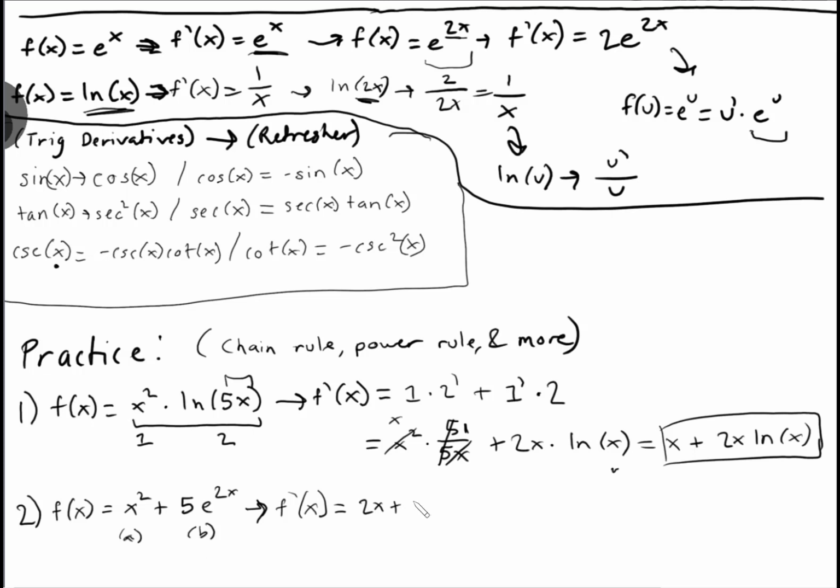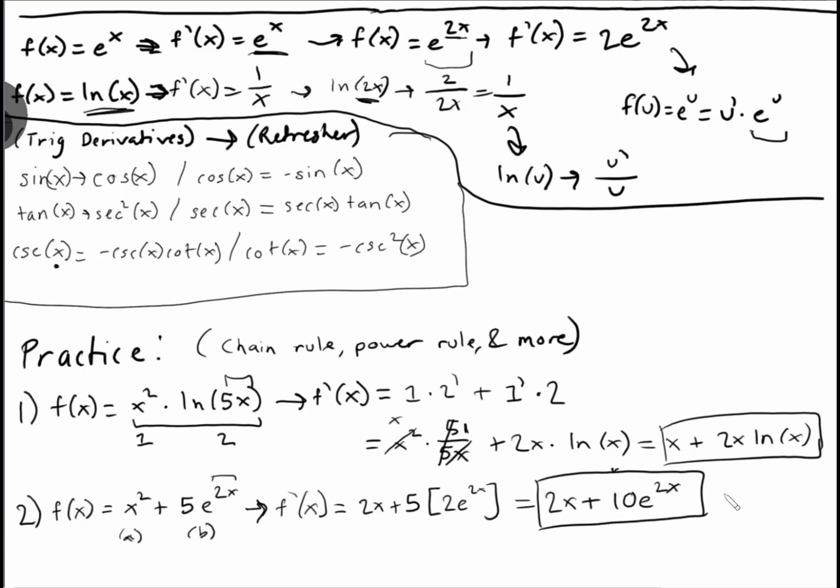okay, now 5 is a constant, so let's just write that here, because we know that constant is going to factor into our derivative no matter what. And now let's take the derivative. Well, the derivative of e to the u is u prime times e to the u. Treating 2x as u, u prime is 2, so we get 2e to the 2x. And then simplifying this, we get our final answer to be 2x plus 10e to the 2x.